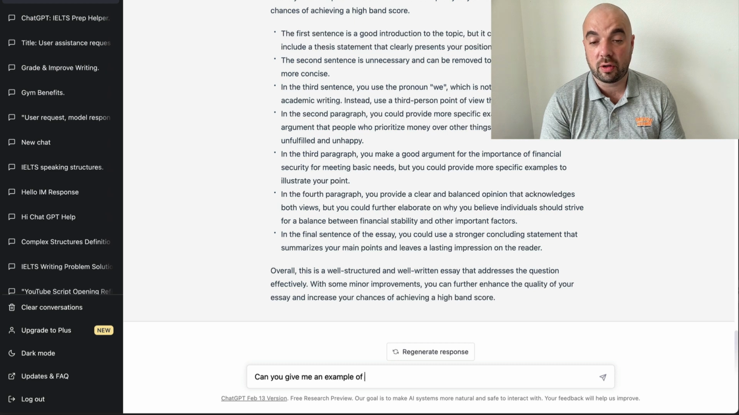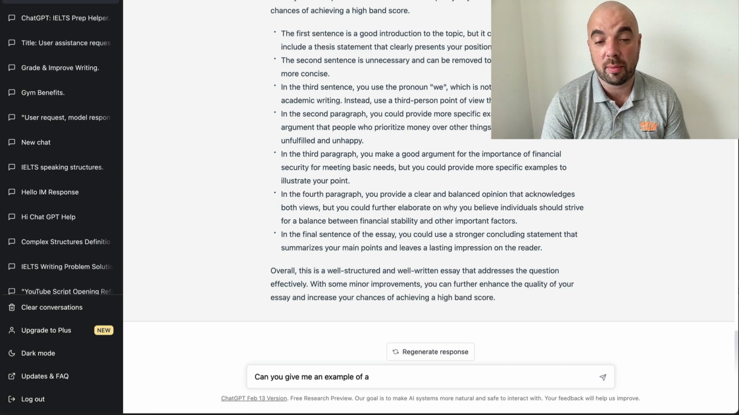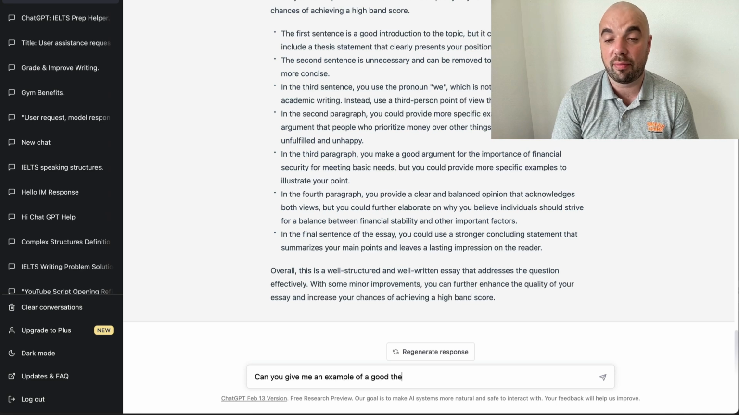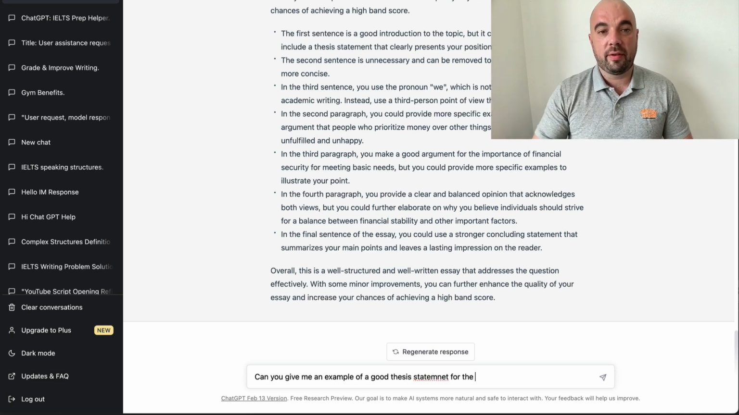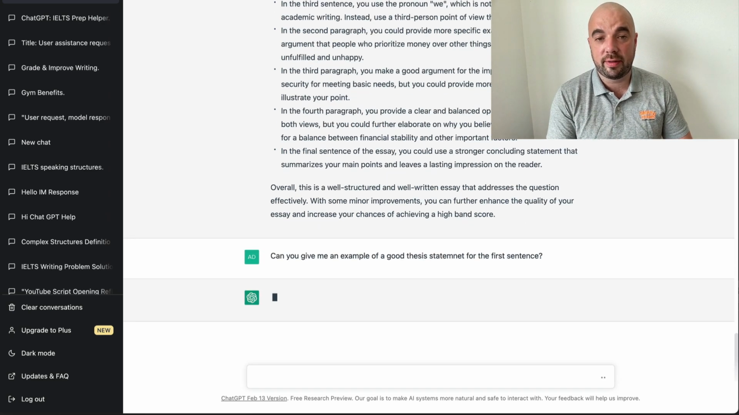It says you could use a stronger concluding sentence that summarises your main points and leaves a lasting impression on the reader. Pretty good. I think I'm going to be out of a job. Okay, so it says the first sentence is a good introduction to the topic, but it could be stronger if you include a thesis statement.